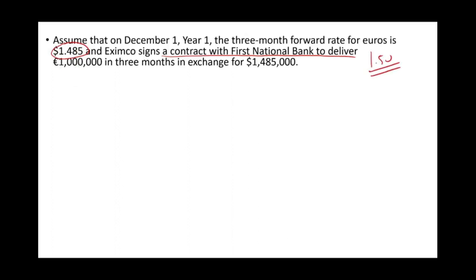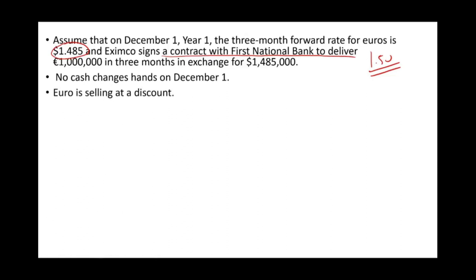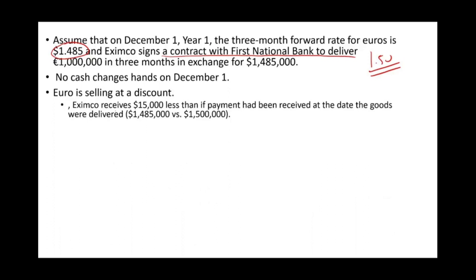So notice the first thing: you are willing to take less money. You are willing to lose $15,000 up front. No cash changes hands on December 1st, because the amount of the contract is so minimal that we don't have to worry about it. The euro is selling at a discount because it's selling for less. So Axiom will receive $15,000 less than the payment if they received the goods today. If they received the goods today, they would receive 1.5 million. Now they are guaranteed from the bank 1,485,000. Therefore, they took a discount, a reduction in the cash flow.